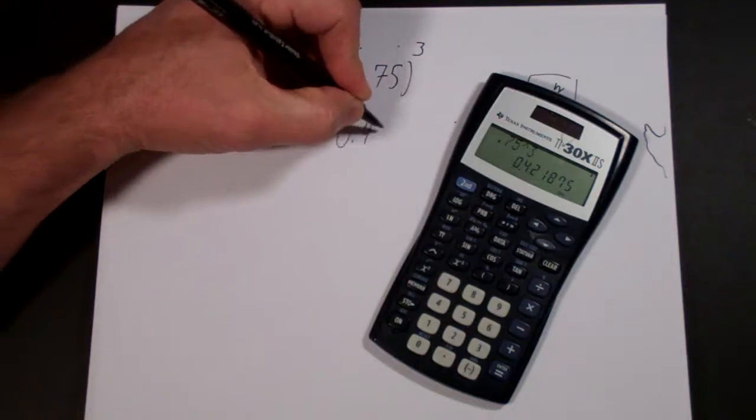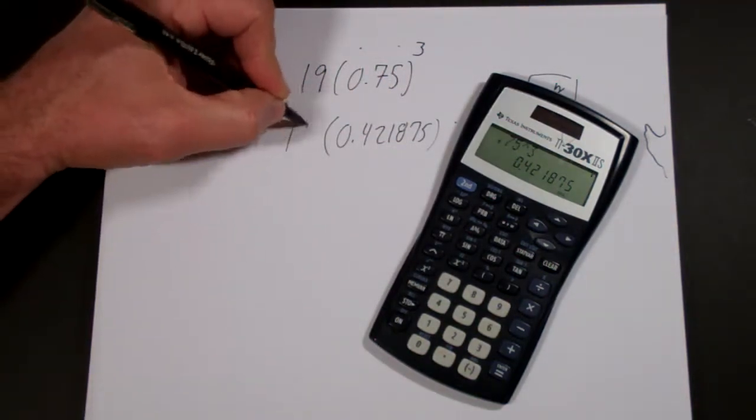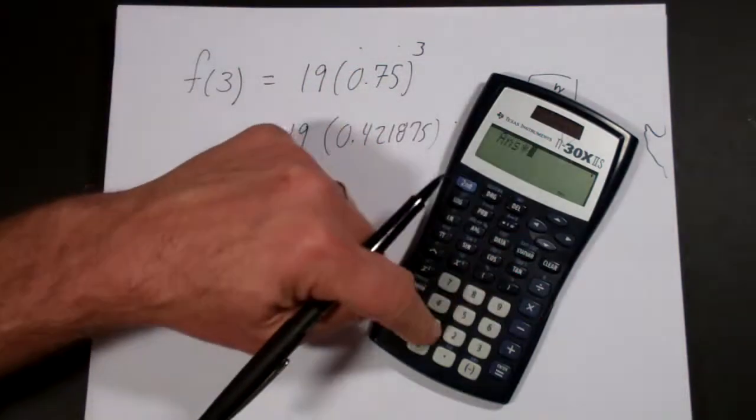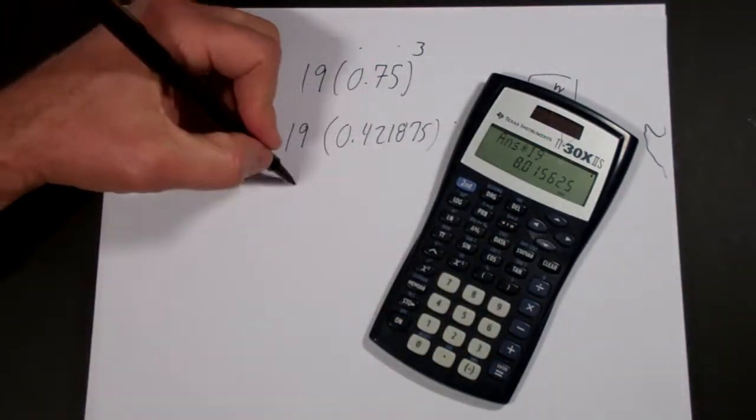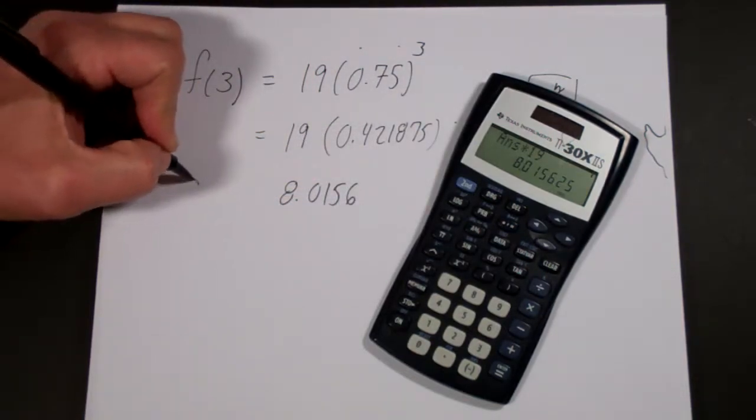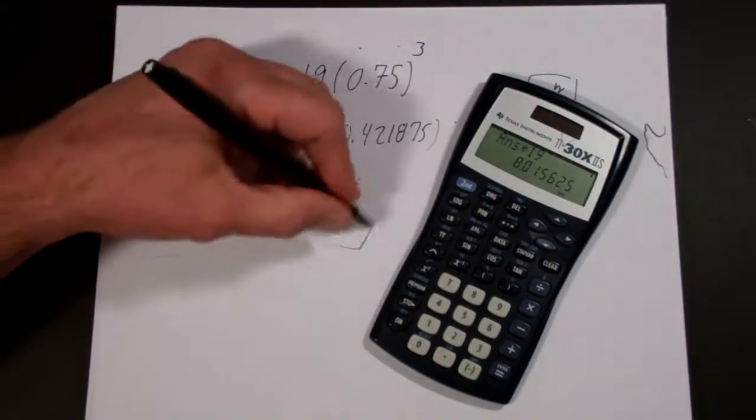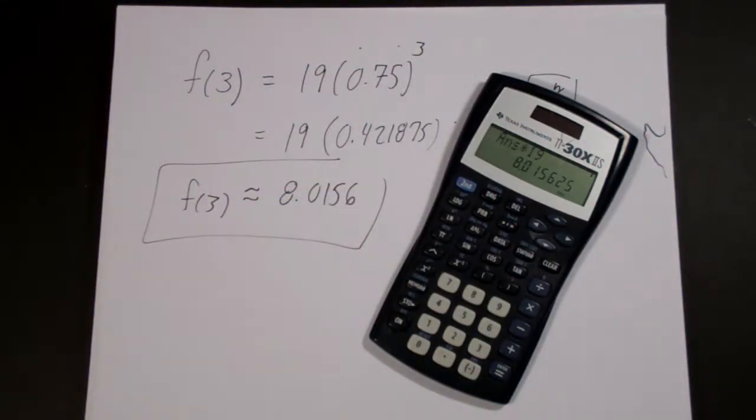That's 0.421875, and multiply that by 19. And you get 8.0156. Now round it a little bit, and that's how you evaluate exponential functions.